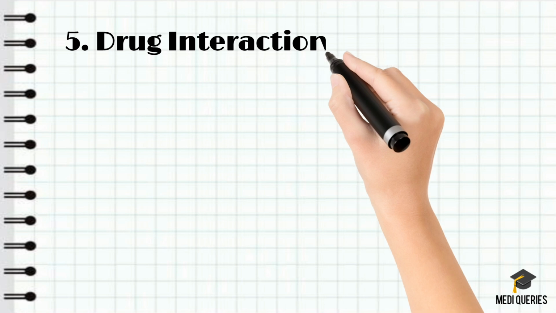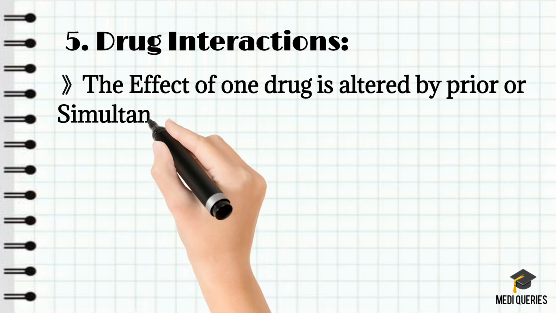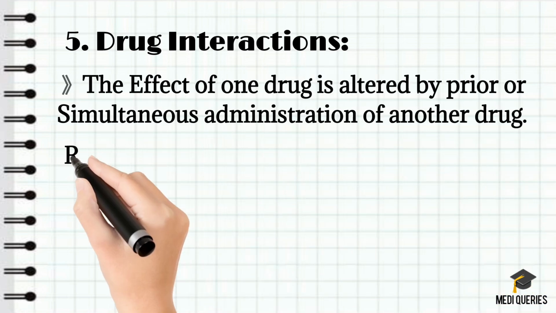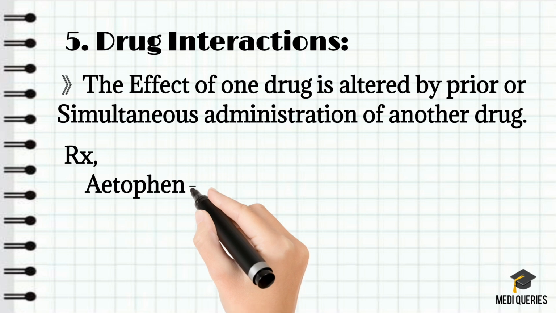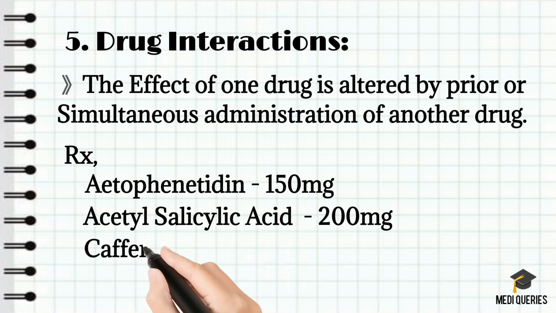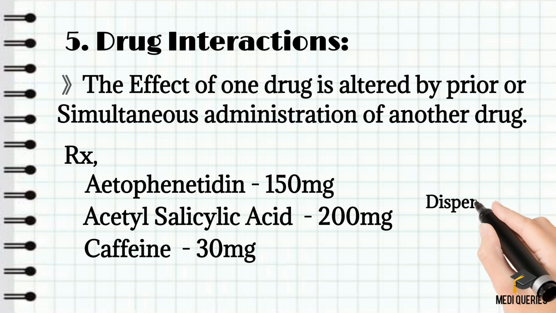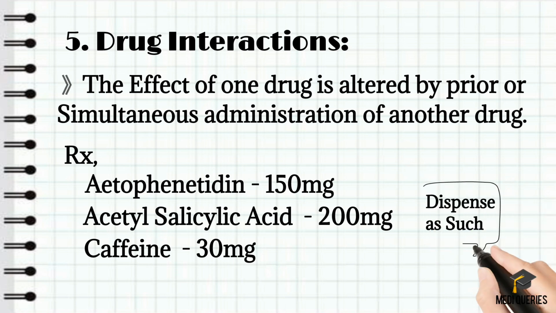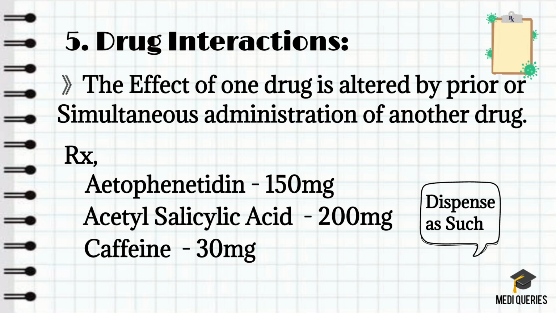And the next type of incompatibility is through drug interactions. The effect of one drug is altered by prior or simultaneous administration of another drug. Drug interaction can usually be corrected by proper adjustment of the doses if the suspected interaction is detected. Okay, we'll see one example like that: acetophenetidine, acetyl salicylic acid, caffeine, send 10 capsules. That is a prescription here.